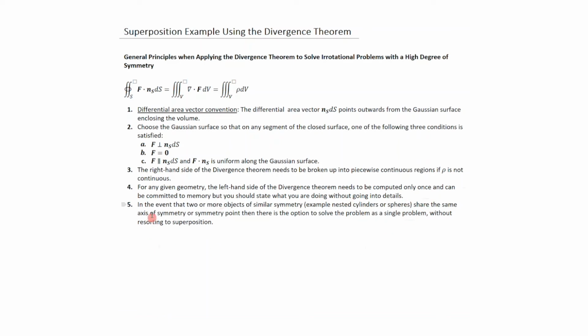And fifth, in the event that two or more objects have a similar symmetry, for example nested cylinders or spheres that share the same axis of symmetry or symmetry point, then there's the option to solve the problem as a single problem without resorting to superposition. You can use superposition, but it's just another layer of work.